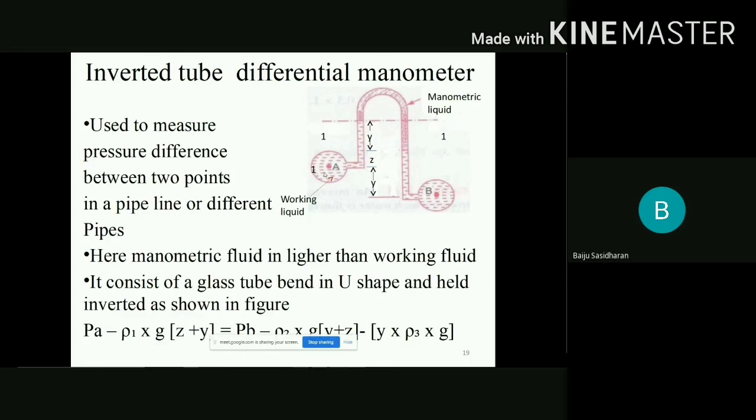Here the concept is that in the left side, PA minus, in bracket, ρ1 into G into Z plus ρ1 into G into Y. That is in the left side. What will be the right side? In the right side, PB minus, in bracket, ρ2 into G into Y plus ρ2 into G into Z plus ρ3 into G into Y, then you close the bracket. Okay, that is why you see this equation. It is very clearly written here. Okay, so this is the concept.